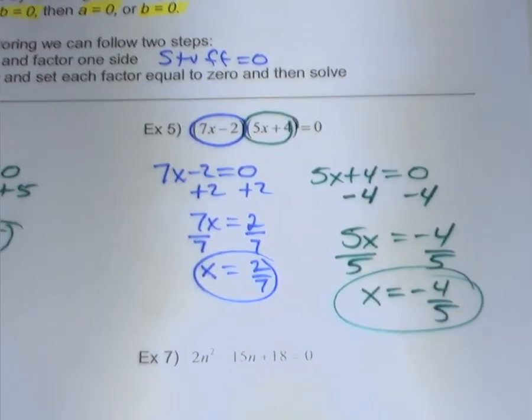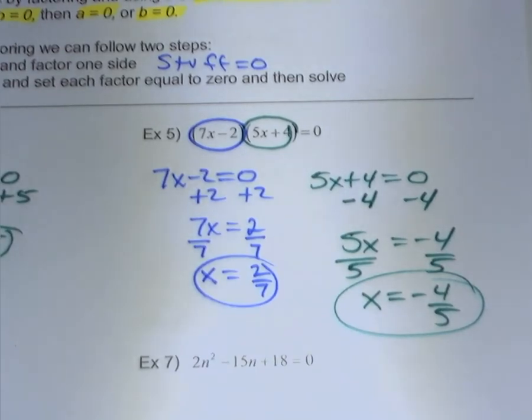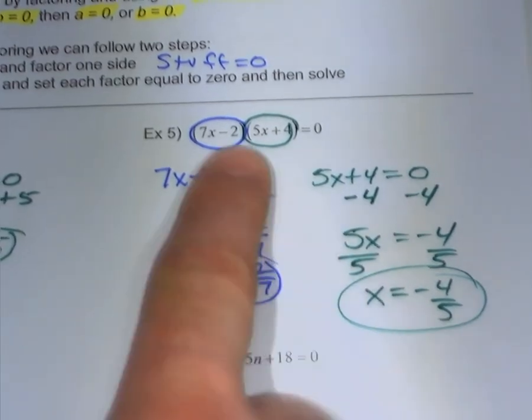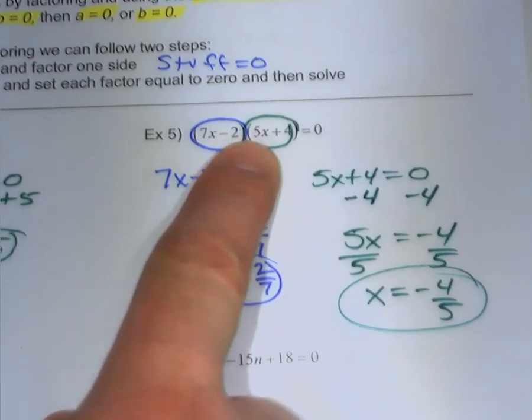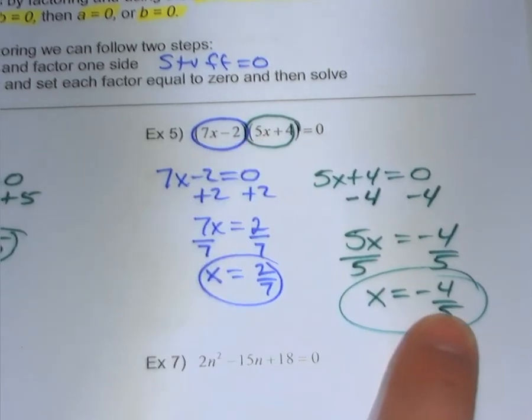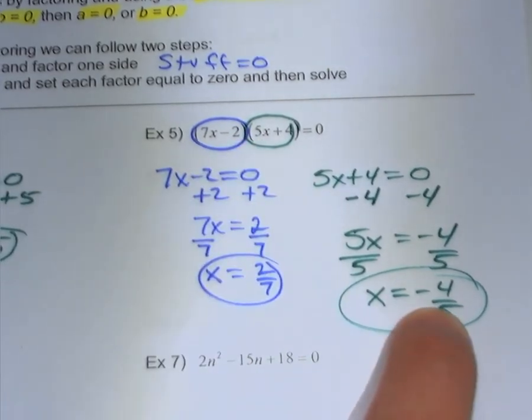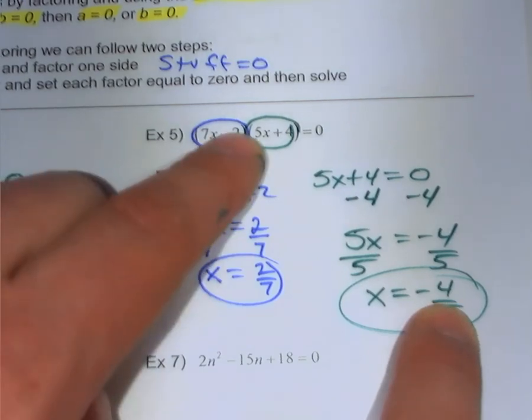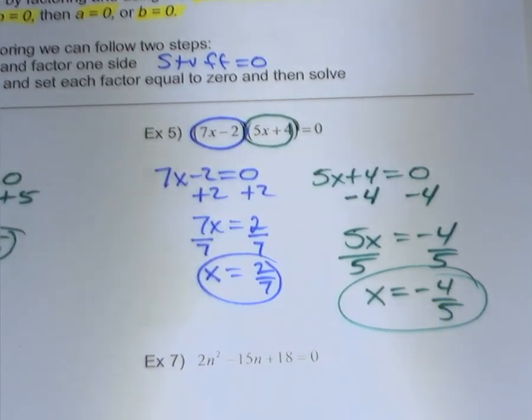Okay. Again, I can always check my work if I so choose. I can plug in negative 4/5 in here. If I take 5 times negative 4/5, the 5's cancel, leaving me with negative 4. And then negative 4 plus 4 is 0. So it works out. 0 times anything is 0. So I get my 2 answers there.